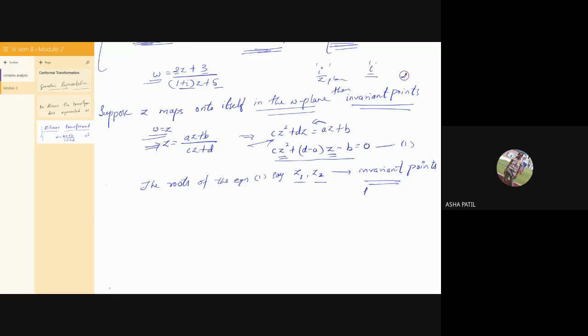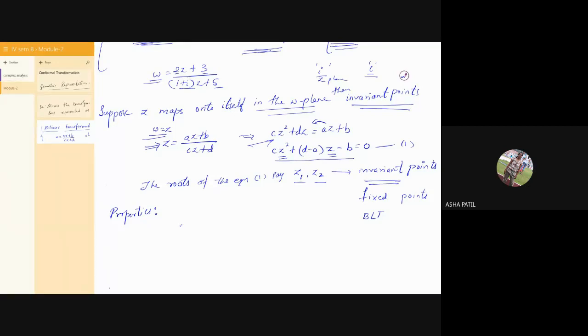Or they are also called fixed points of the bilinear transformation. In short, this bilinear transformation is written as BLT. Now it has some properties. What are those properties? First one is this bilinear transformation.